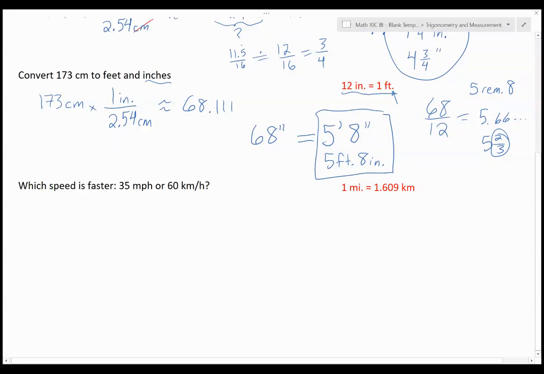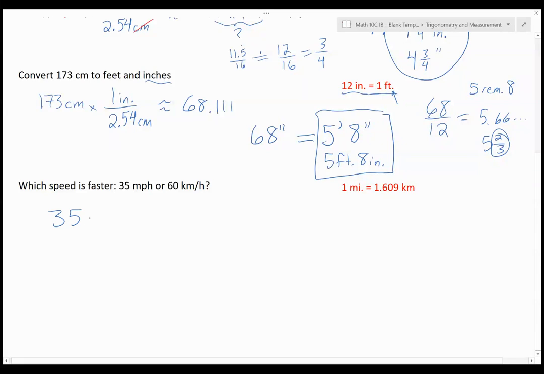From context, we can usually figure out what's happening. Obviously, 35 meters per hour is going to be much, much, much slower than 60 kilometers per hour. So that's probably not what this question is asking. So I either need to convert 35 miles per hour into kilometers per hour or 60 kilometers per hour into miles per hour. I'm just going to go with the 35.